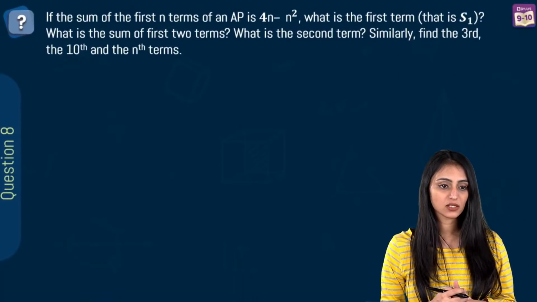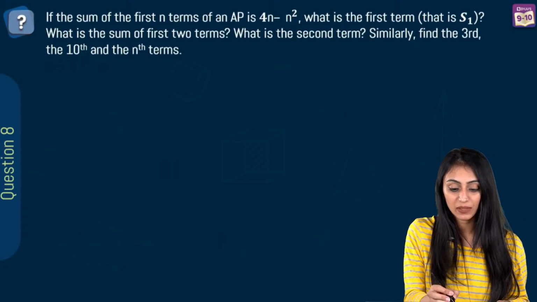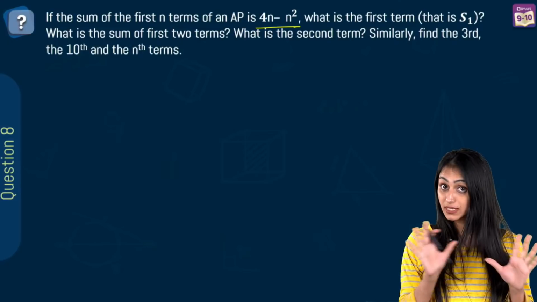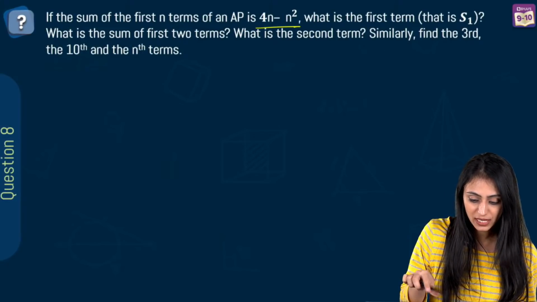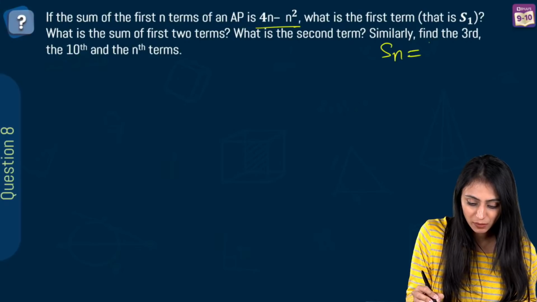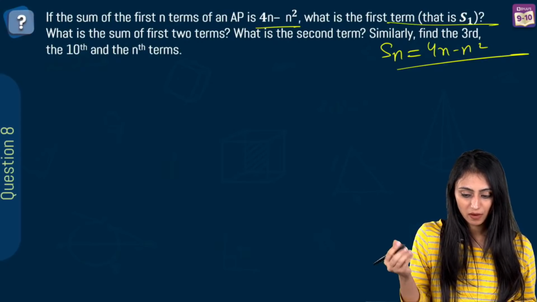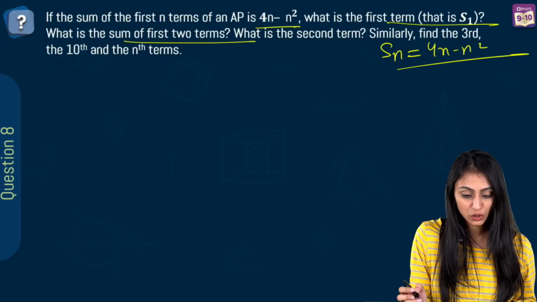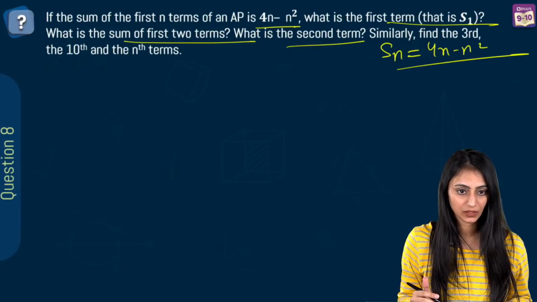Let's take a look at the next question. If the sum of the first n terms of the AP is 4n minus n square, sum of first n terms, that is given. When it says sum of first n terms, that means according to the statement Sn is given, right? What is the first term or S1? What is the sum of first two terms? What is the second term? Find third term, 10th term and nth term.